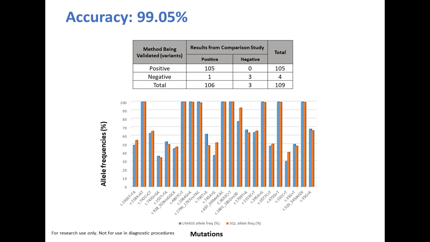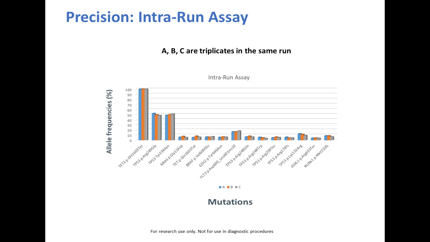So the accuracy is 99.05%. If you look at the lower part of this figure, the x-axis shows all the variants. On the y-axis is allele frequency. The blue bar shows all the allele frequencies from different labs. We got samples from them. The orange bar shows the results from our lab. You can see for most of these, the allele frequencies are very concordant.